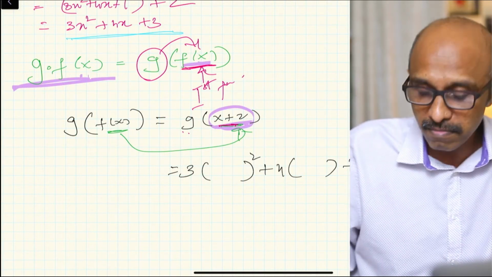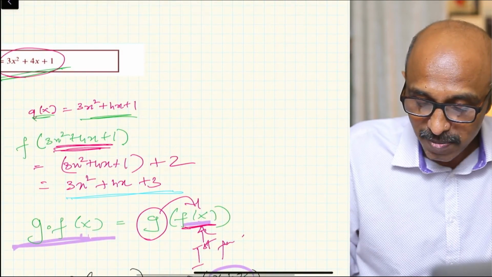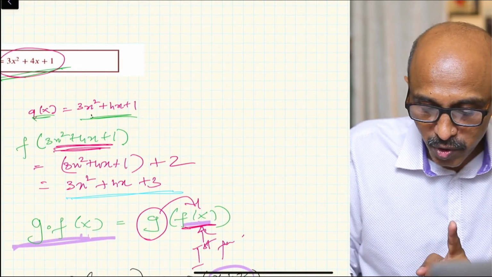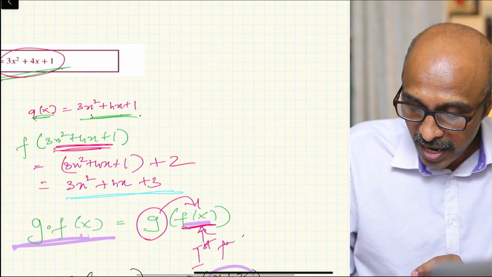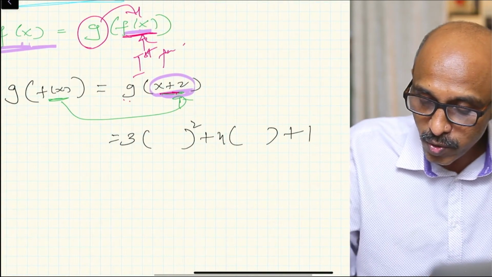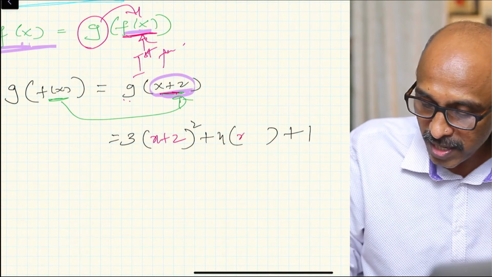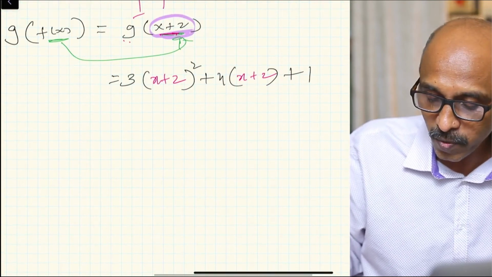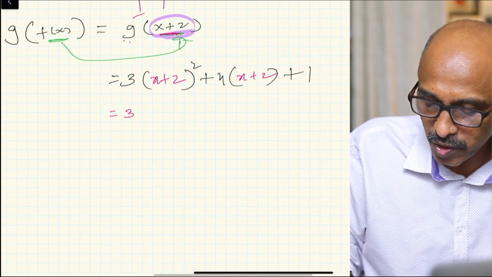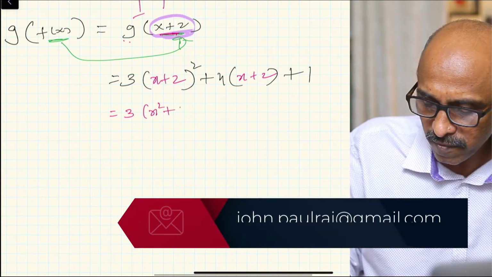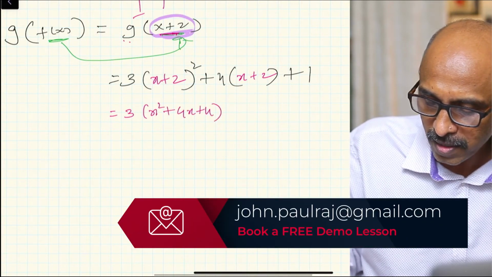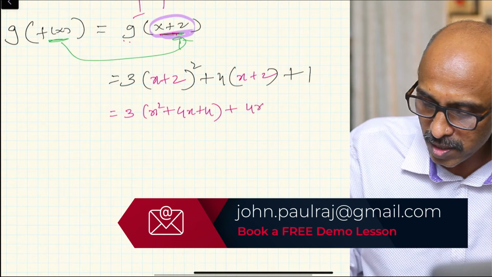3x squared plus 4x plus 1. That x must be interpreted as the input: 3 times the input squared, 4 times the input, plus 1. Now the input is x plus 2. So we have 3 times (x plus 2) the whole squared, plus 4 times (x plus 2), plus 1. Quickly, if you simplify that, you should get 3x squared, plus 12x, that's a 4x plus 8, and 1.